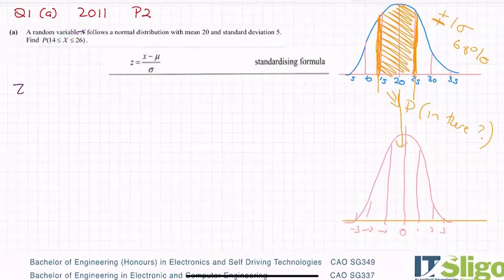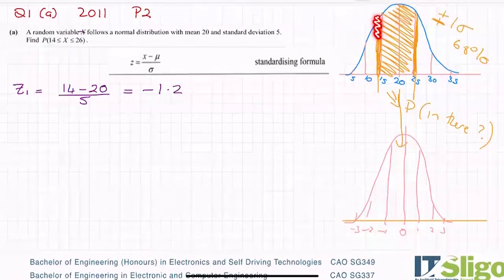So my first z value is 14. That's what I'm going to test. So 14 minus the 20 over the 5. Put that into the calculator. So hit the fraction button. 14 minus 20 over 5. And it's minus 1.2. So remember me saying it was a little bit more than one standard deviation down. Well, it's in fact minus 1.2 exactly. And I'll come back to that in a minute.